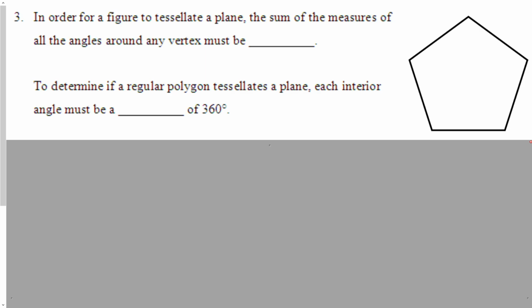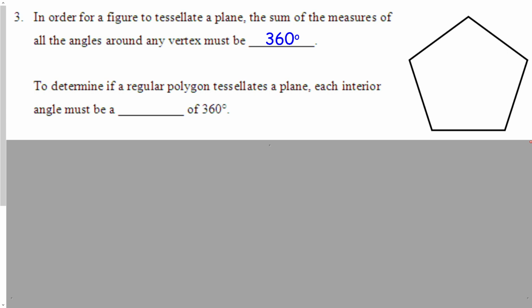If we ever want to look and see whether a specific single type of polygon will be able to be tessellated, we need to see if the sum of the measures of the angles around any vertex, any single point, can add up to 360. That would ensure we wouldn't have any gaps and that we would not have any overlaps.